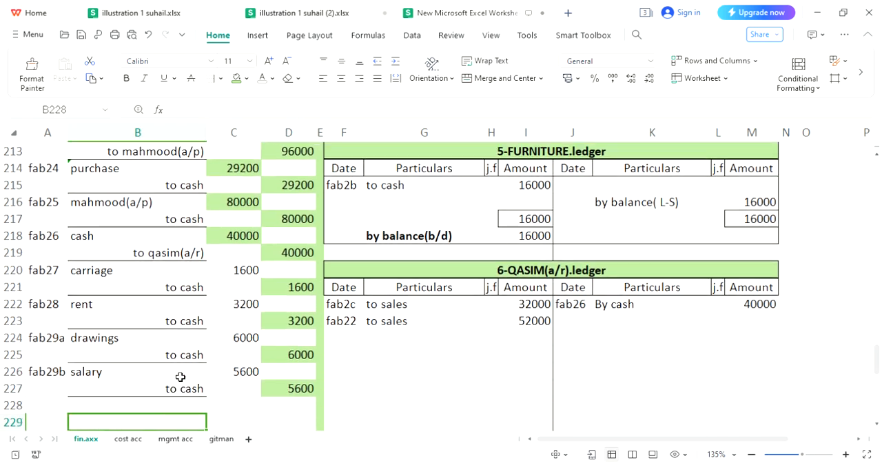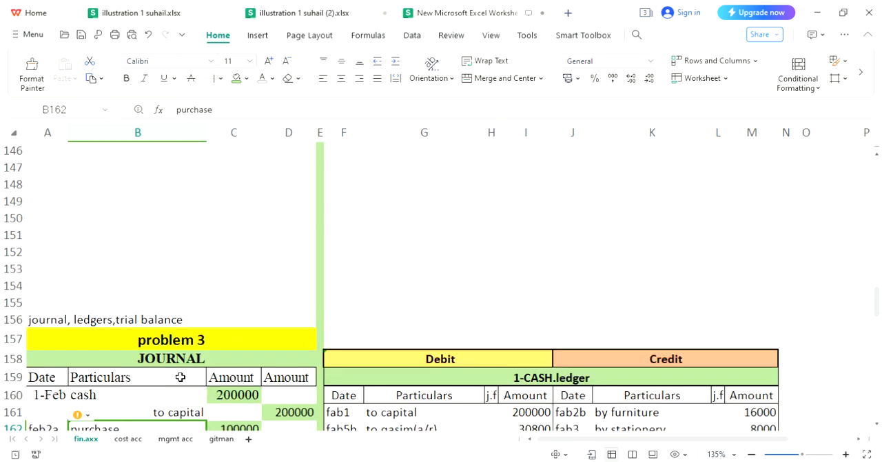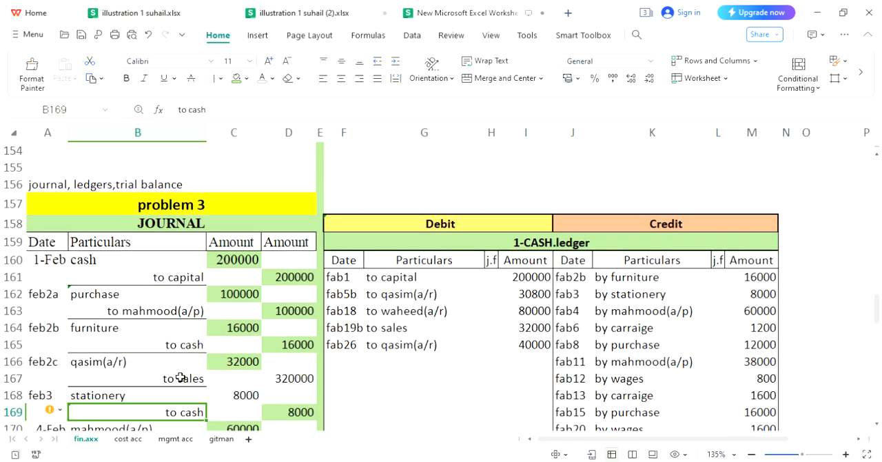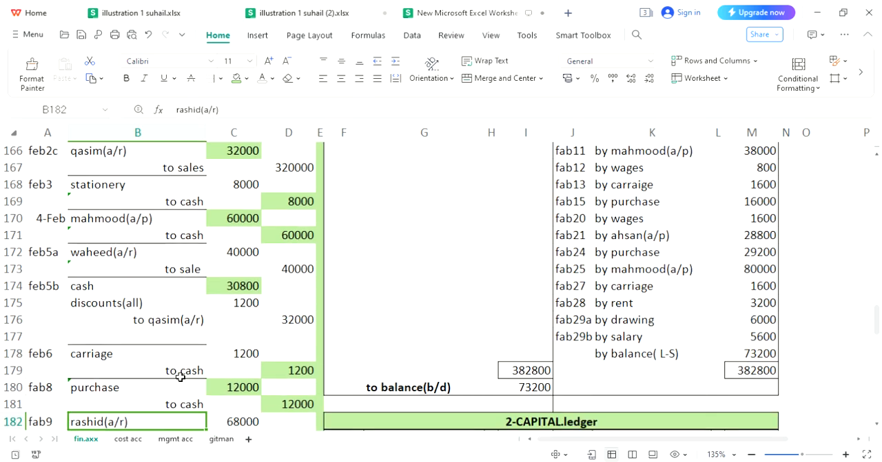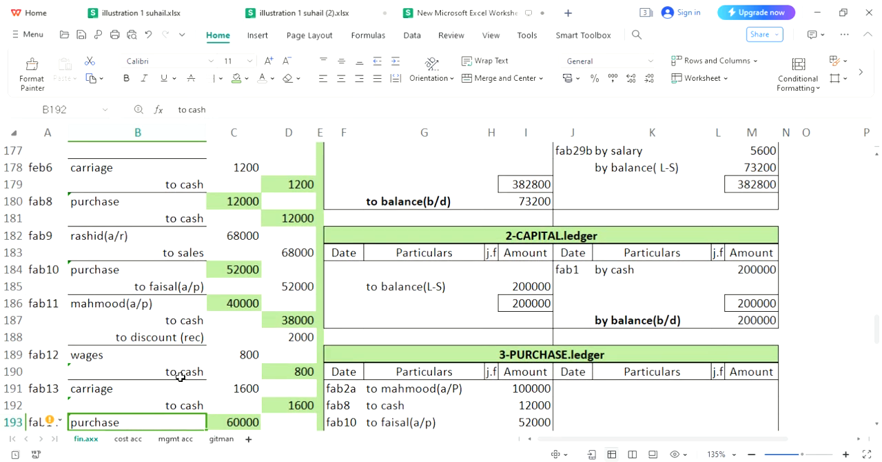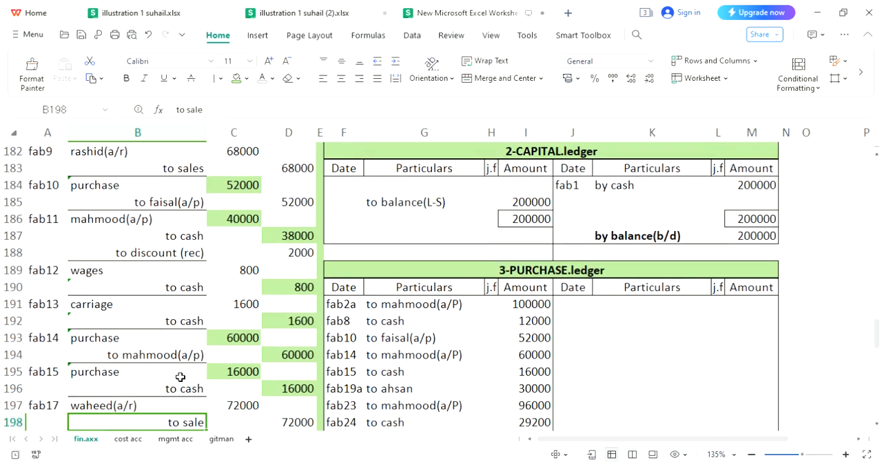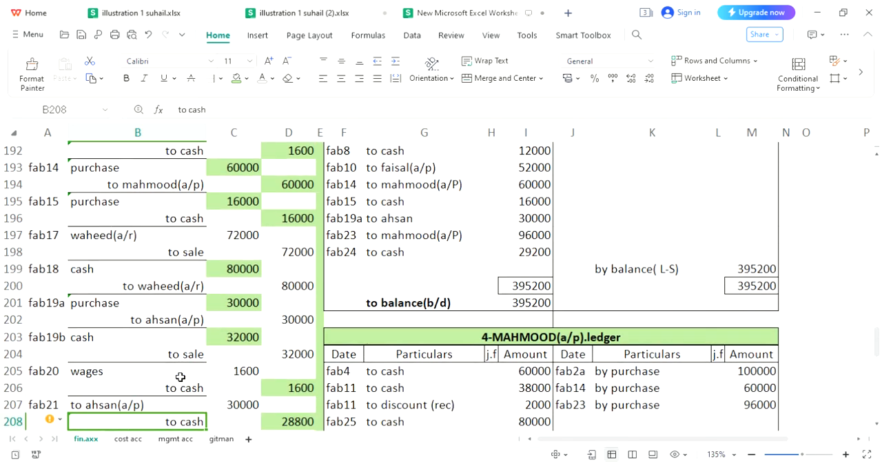Again we are looking for Qasim and we haven't found it, and I'm doubtful. I was looking only at the debit side, so we'll have to see if Qasim is present anywhere else. Once again we are searching. Sometimes it is important for us to be satisfied with our work. If we have a small doubt, it should be clarified. We are searching for Qasim.